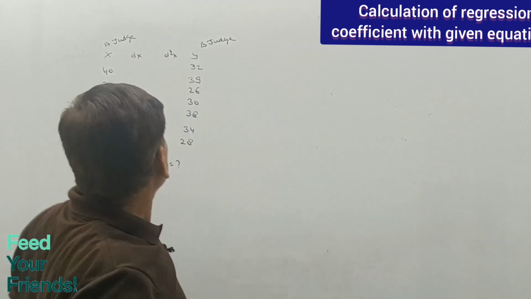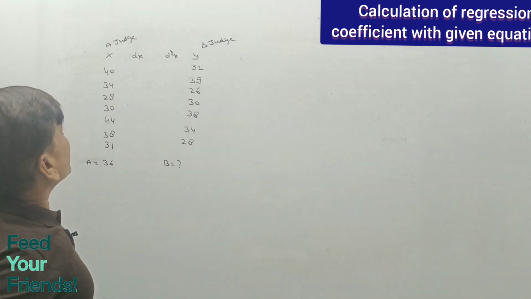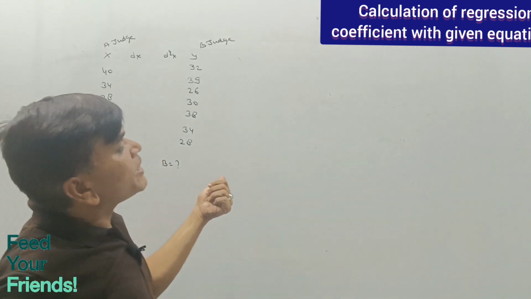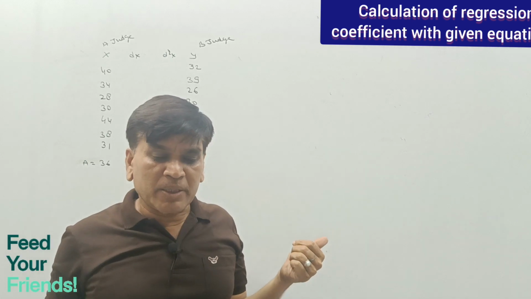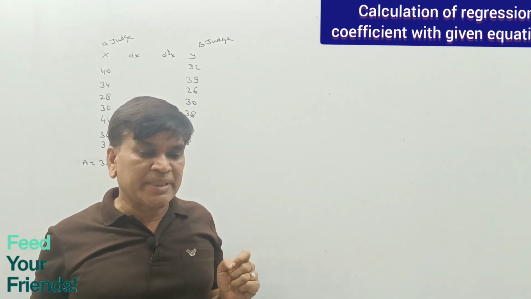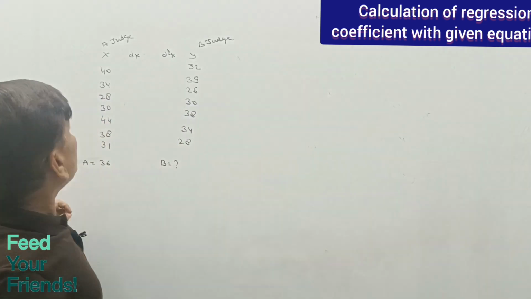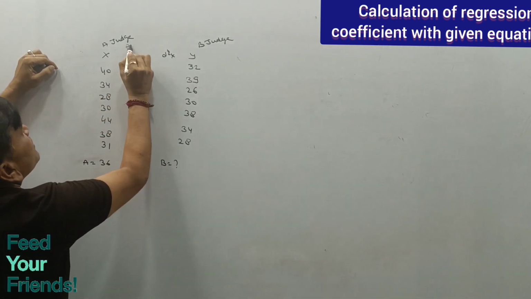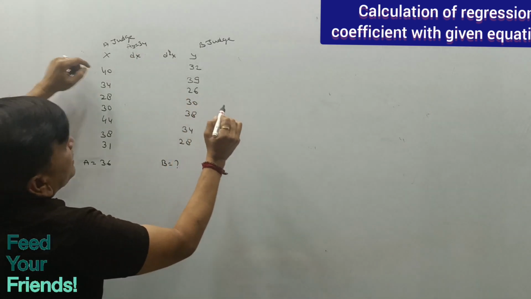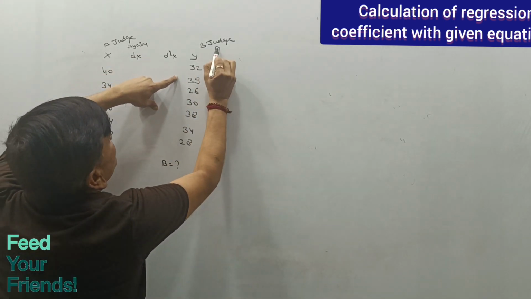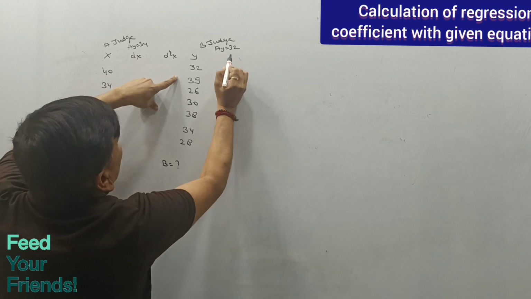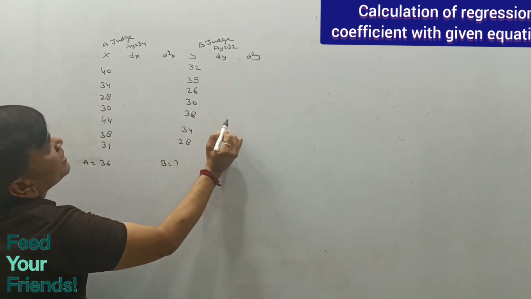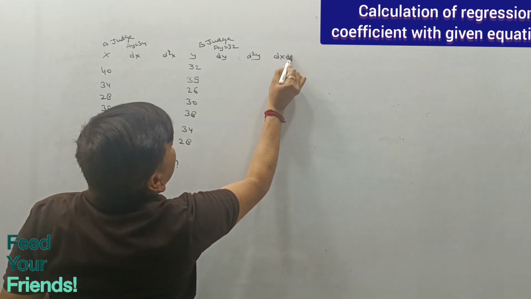That is the question. So for getting this, we will calculate y on x, since x is available. We have to calculate y on x for that question particularly. So for that, we assume the mean of x is 34, and we assume the mean of y is 32. First we will calculate dx, dy, d square, and dx dy.